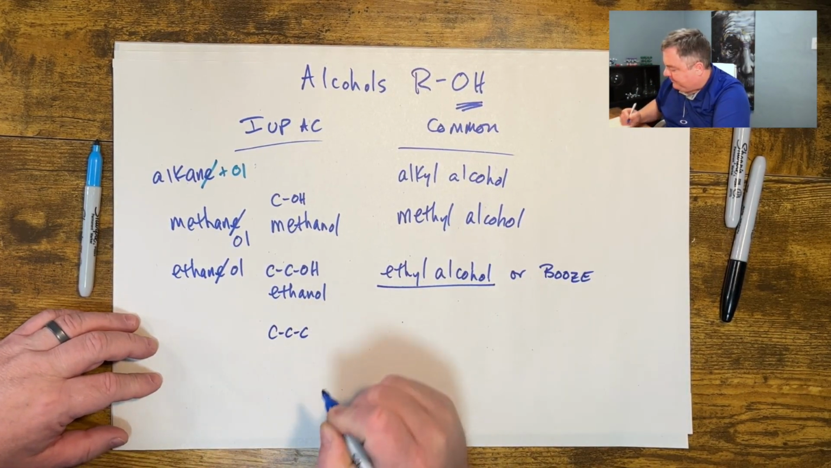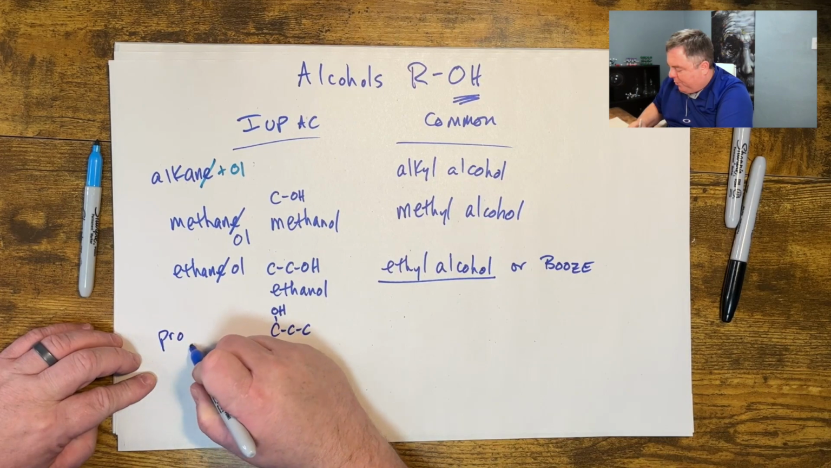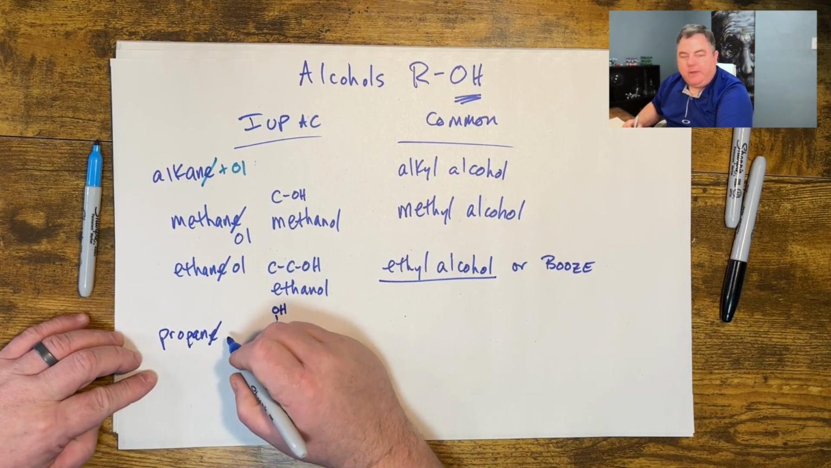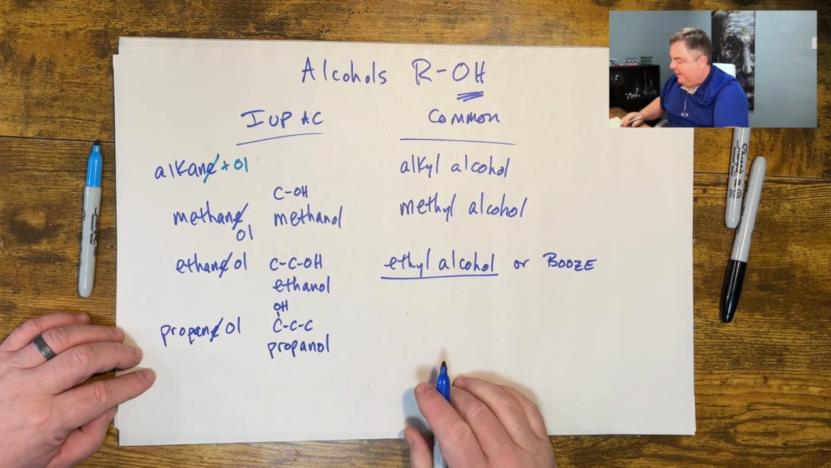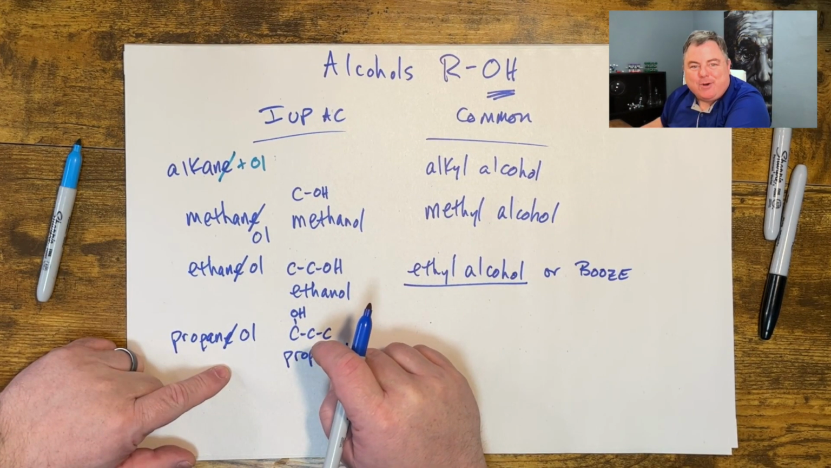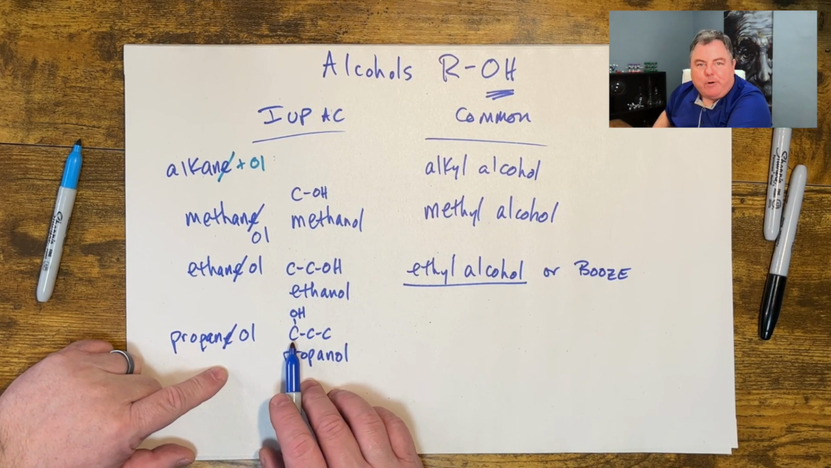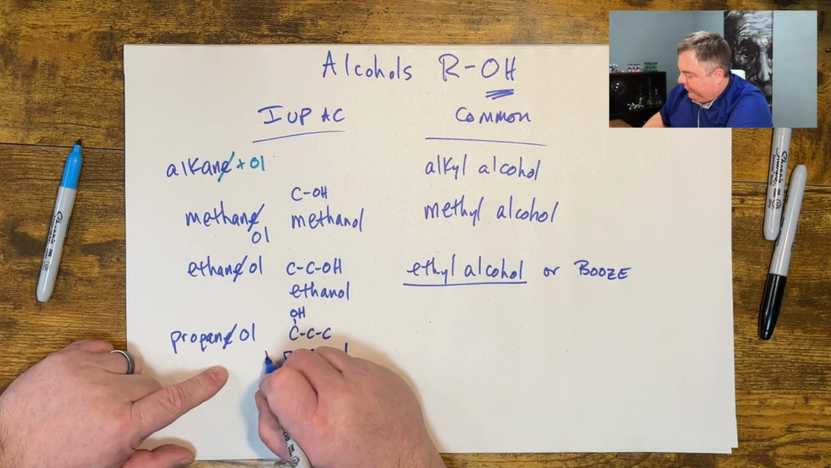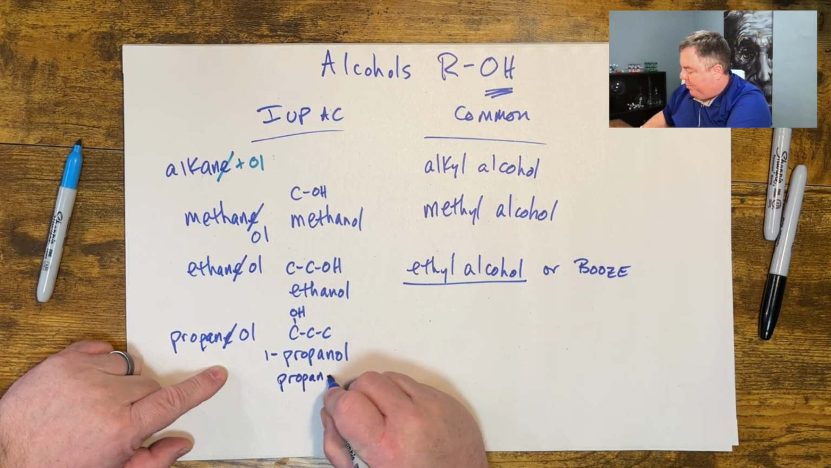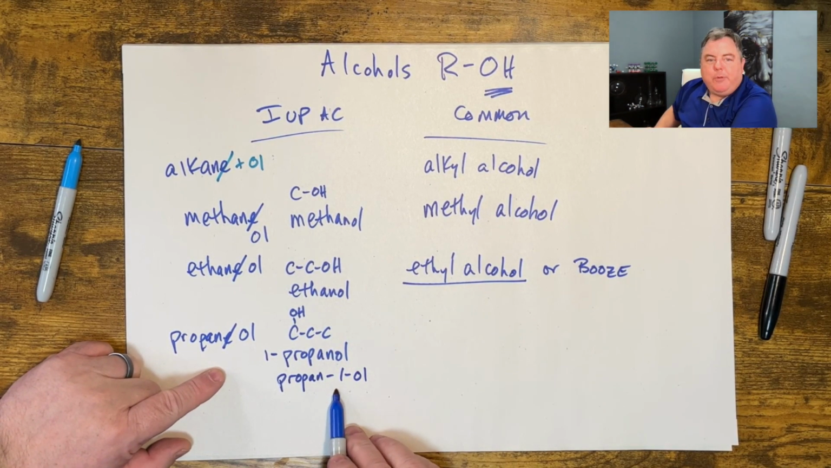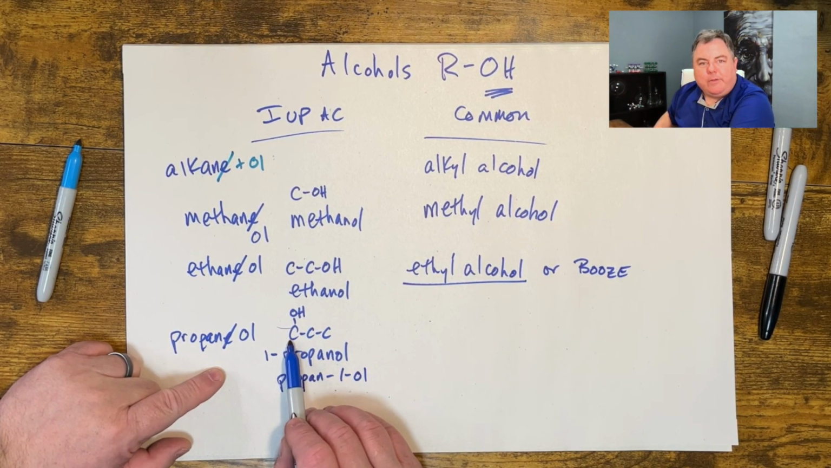3-carbon alcohol. Let's put the alcohol group here. This is 3 carbons, propane. Remove the E, add "-ol". So this is propanol. Now, sometimes when we're dealing with alcohols, it matters which carbon the alcohol group is on. So this is on the 1st carbon of this chain. So somebody might call that 1-propanol. Or a newer way of doing it would be propane-1-ol, where you put the 1 right in front of the alcohol suffix, right where the OH group is, which carbon it's on.